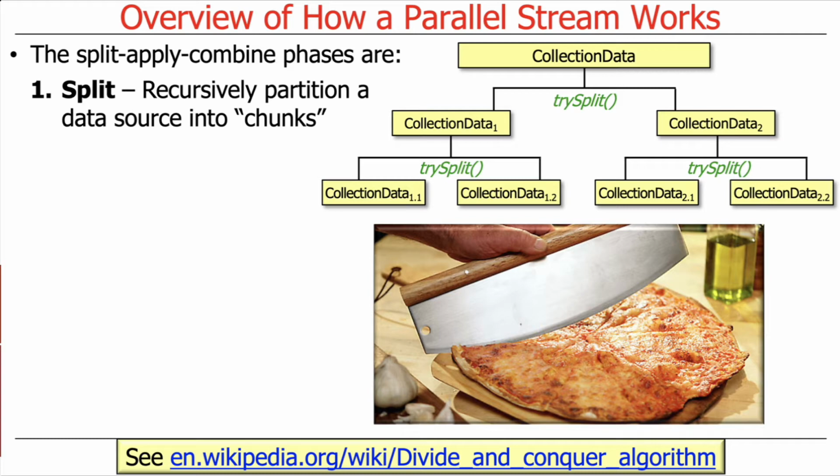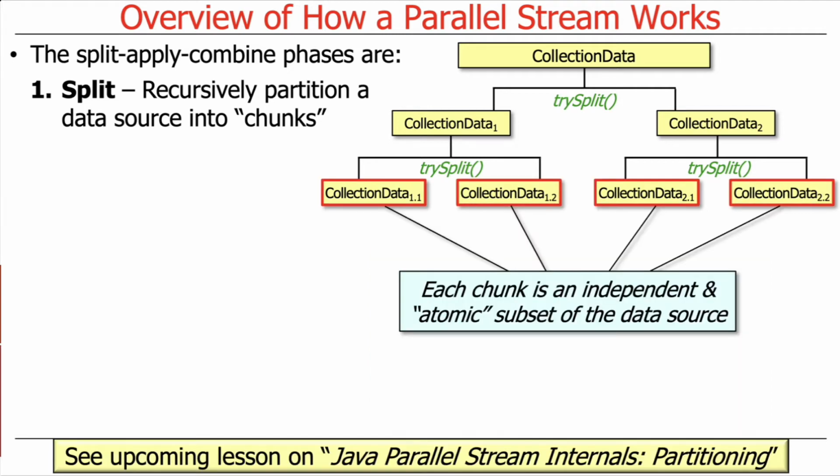The split phase, as the name implies, will recursively partition an original data source into a bunch of chunks, or sub-data sources, or sub-tasks, or whatever you want to call these things. And that, of course, is just classic divide and conquer. You've all learned divide and conquer with quicksort and heap sort and merge sort and all those good things that you undoubtedly learned about in your algorithms class, either here at Vanderbilt or elsewhere. I kind of think about it as taking a pizza and slicing it up into different slices.